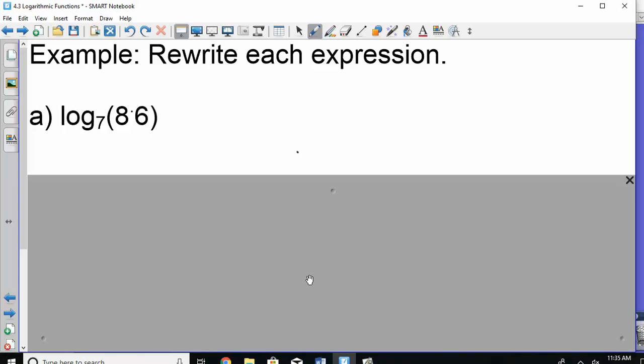So if I said log base 7 of 8 times 6, and I told you to expand that, rewrite it, use the properties of logs. We're not evaluating. What do you do if you have things multiplied? Add them. When you do that, I'm going to be a stickler. You have to do proper notation. So you have to write the log base 7 on each. So it's log base 7 of 8 plus log base 7 of 6. You have to write the base on your log.